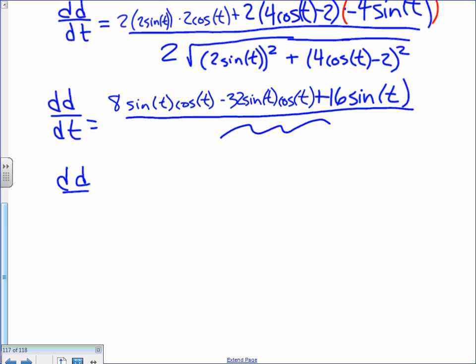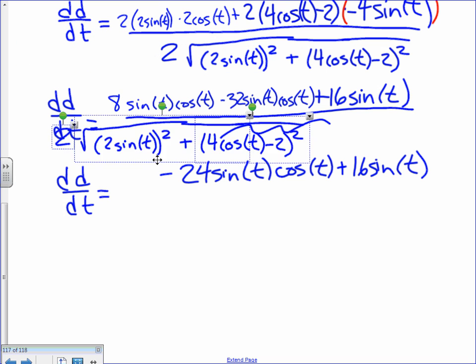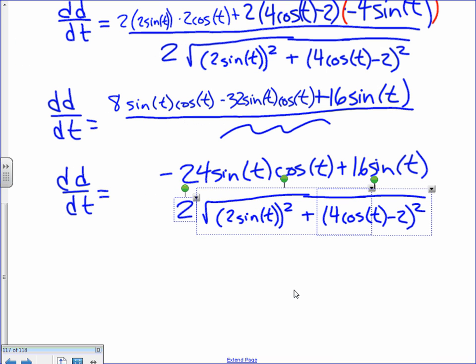dd/dt equals 8. We have sine t, cosine t. We got 8 of them, and we're taking away 32. So this is negative 24 sine of t cosine of t plus 16 sine of t. See how things are getting so much simpler? Yeah, and I'm going to take this bottom part, bring it down here, be my denominator.